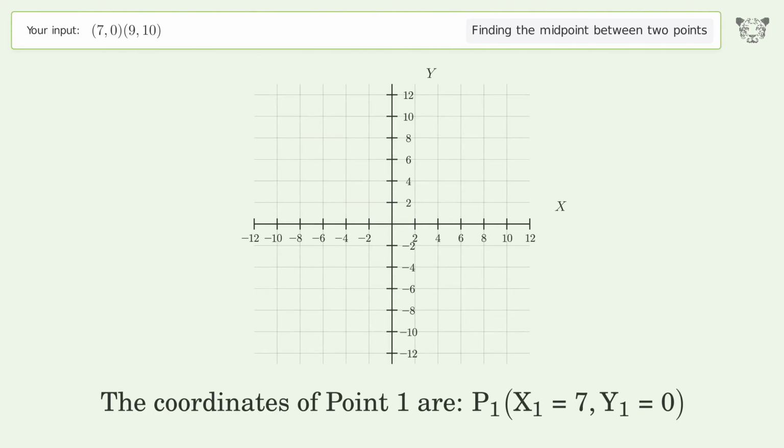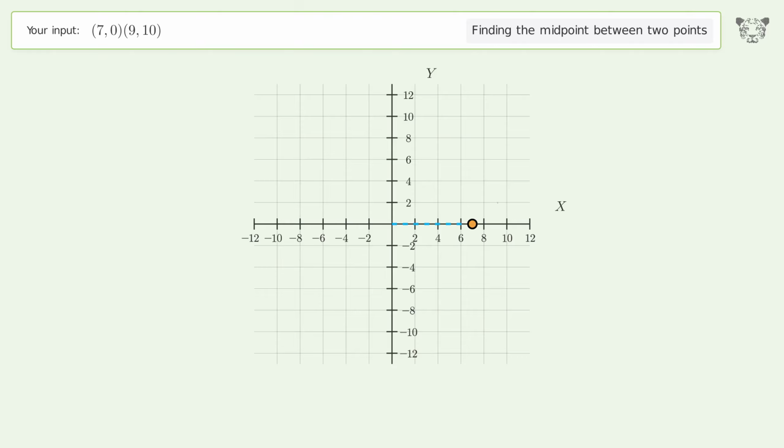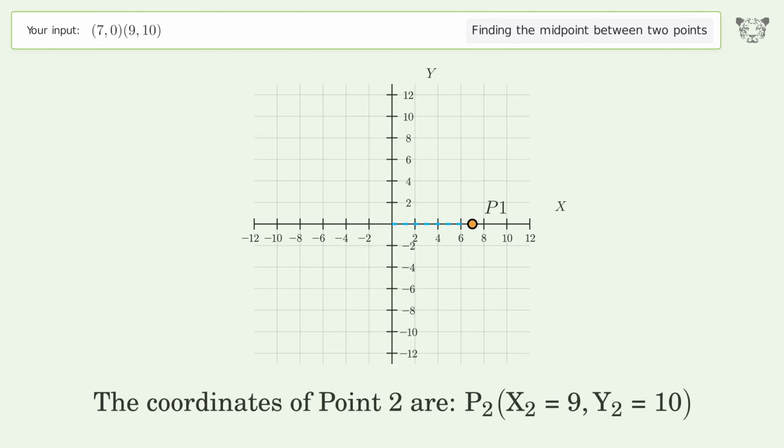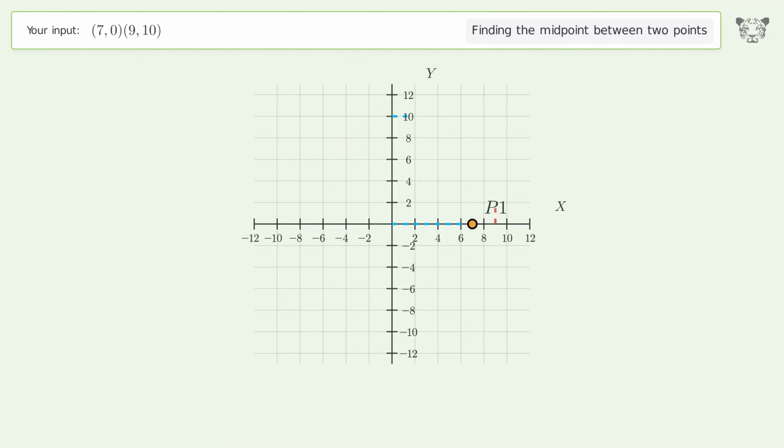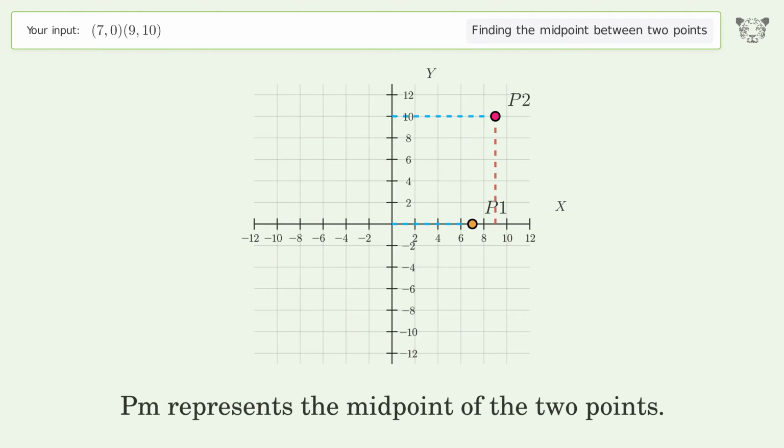The coordinates of point 1 are, x1 equals 7, y1 equals 0. The coordinates of point 2 are, x2 equals 9, y2 equals 10. PM represents the midpoint of the 2 points.